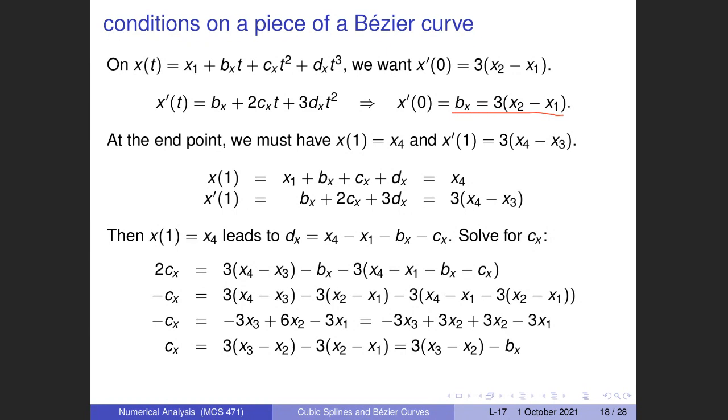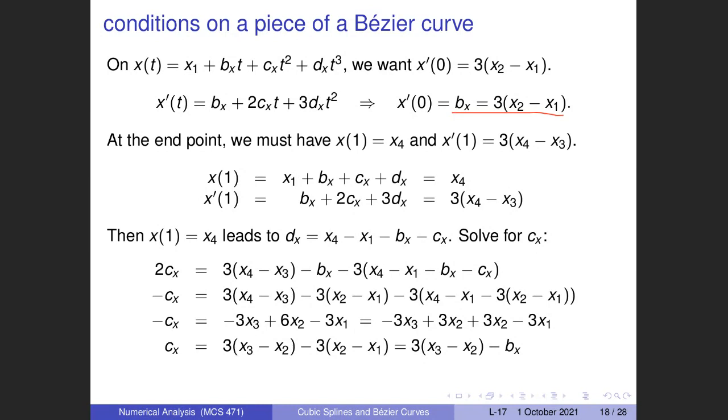So we have the other interpolation condition that we're going to work in now. So we have one control condition. We have the interpolation condition, and that then gives rise to a condition that involves the dx and the cx.